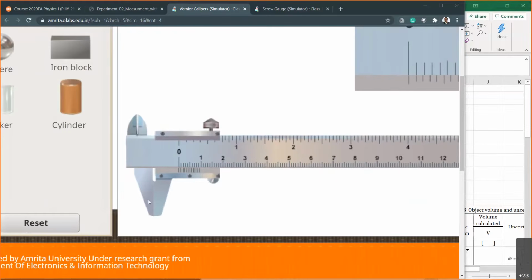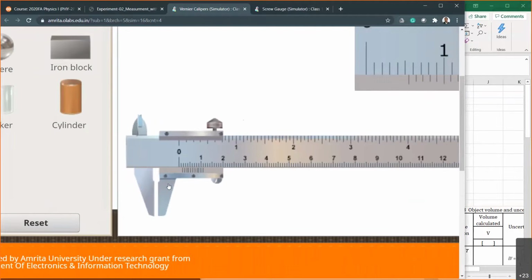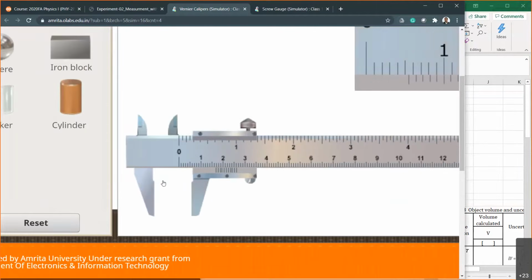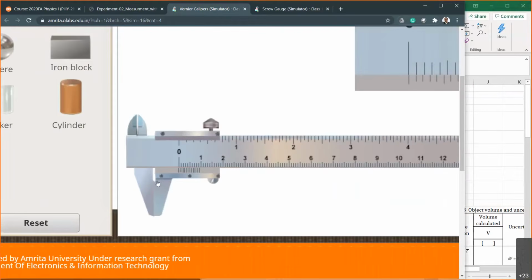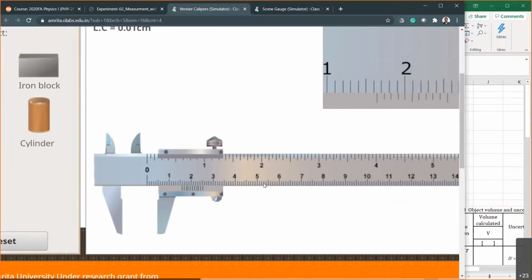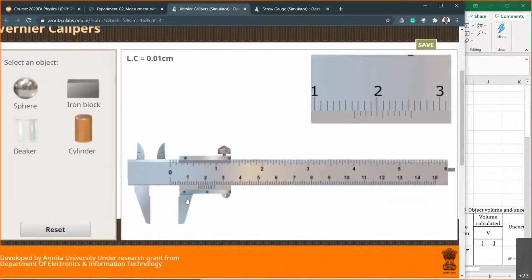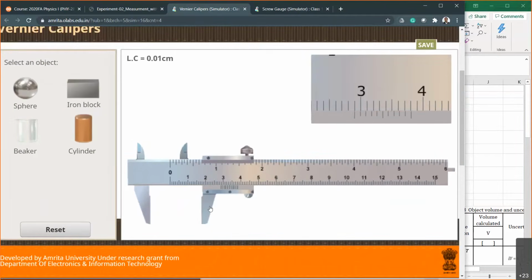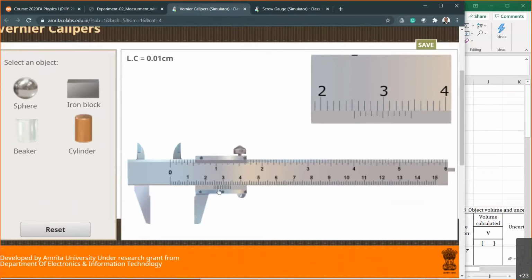You can see this part right here, which is called the outer jaws. This is called the inner jaws. And if you click on here, you can see the sliding scale. You can take it out and then bring it in. See that? If you're using this instrument in class, that's exactly what you're going to do. You open this a little bit, bring the object you want to measure, place it here, close the jaw, and then read the measurement.